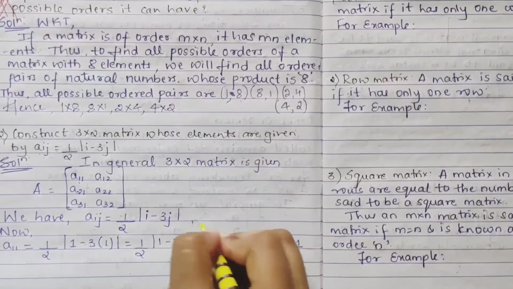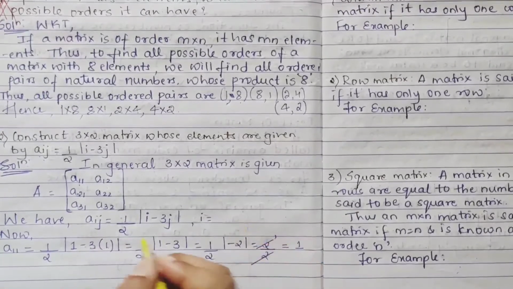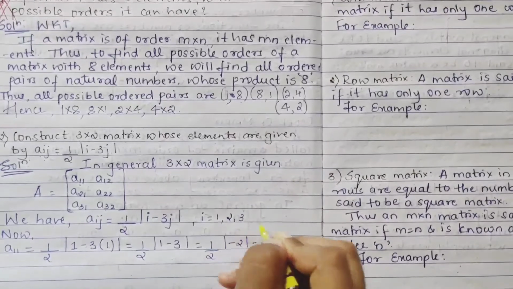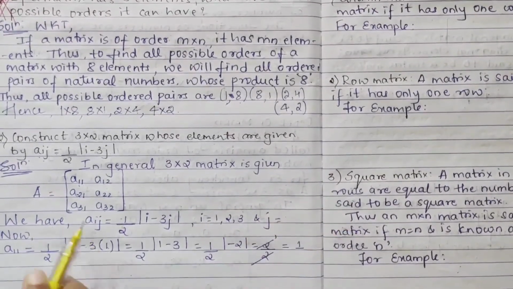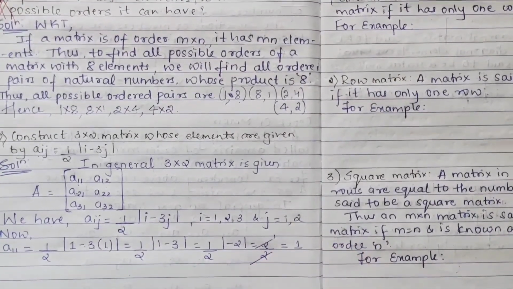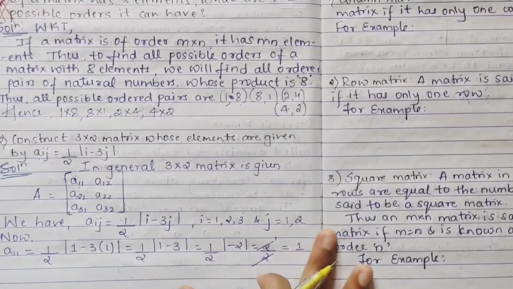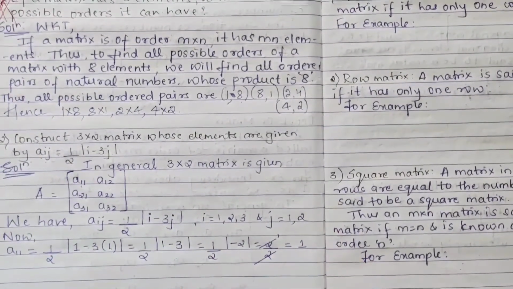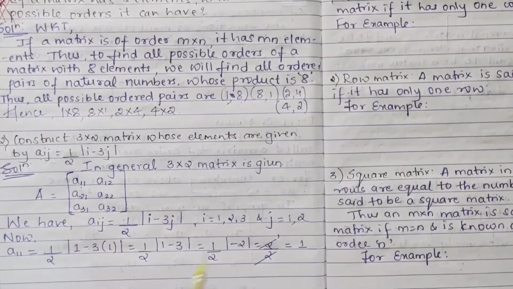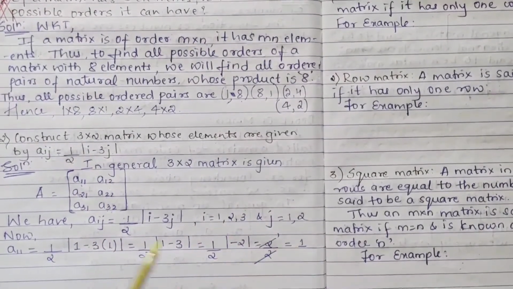One thing we can do here is write I as 1, 2, 3, and j will be 1, 2. You can write it at the start if you want, so that you don't get confused. I will be your first number in those elements, and j will be the second number. In the same way we will follow for A12.